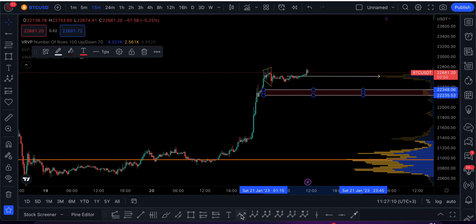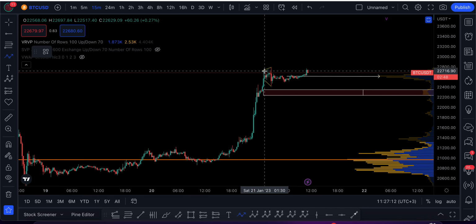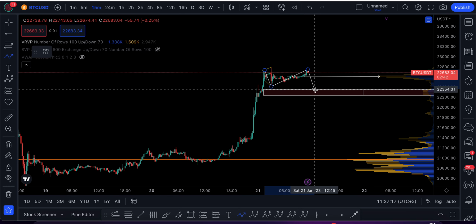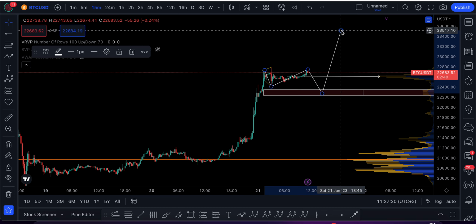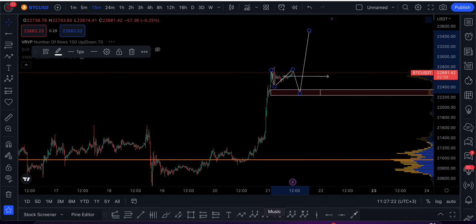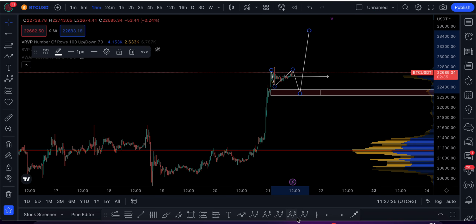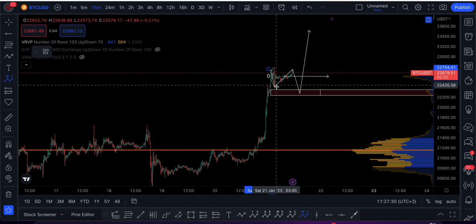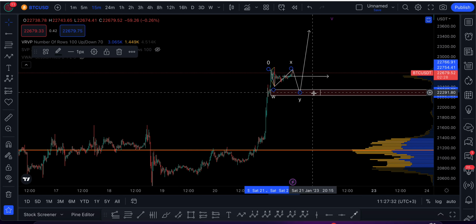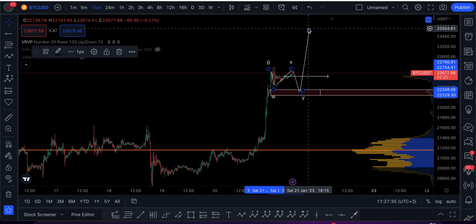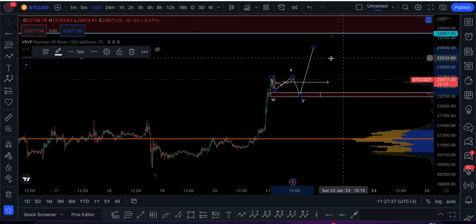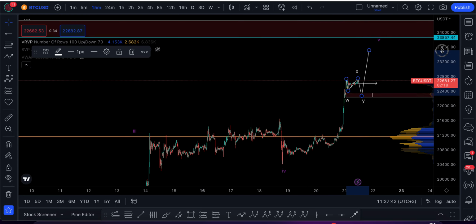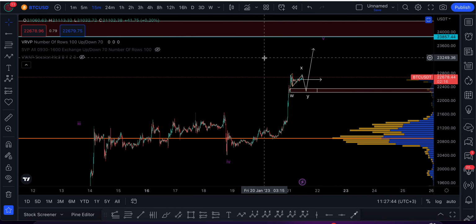So we could have this whole structure here as our W, we can have this as our X, and then we have our Y coming up here, and then we have a move to the upside. This would form the typical W. Sorry, my mouse skills are not very good today. Yeah, so a WXY structure. Then from there we might push up, and what is our target up there? Our target is the 23,857 area, or this marked red area.